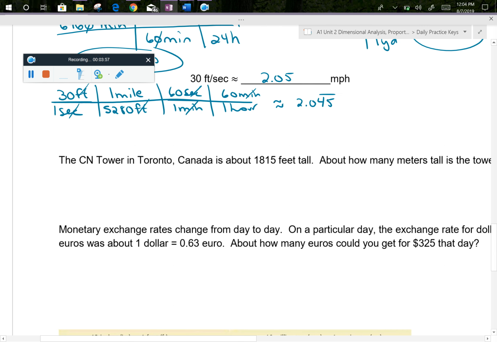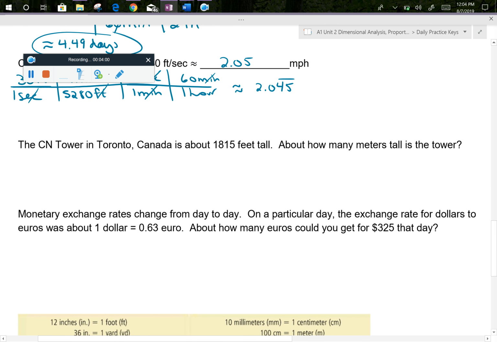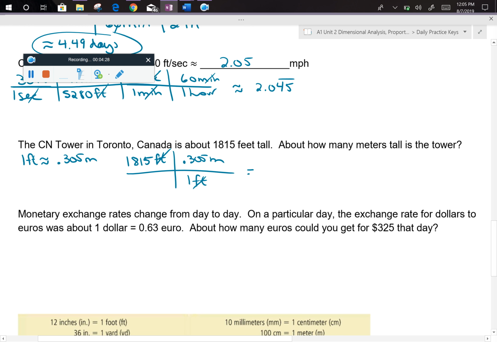The CN Tower in Toronto, Canada is about 1,815 feet tall. About how many meters tall is the tower? Using the conversion factor of 1 foot is approximately equal to 0.305 meters, we can set up our problem with the 1,815 feet. And we know that there's 1 foot for about 0.305 meters. That gets us straight from feet to meters, which is all the problem's asking. So we can go ahead and multiply those two numbers, and we'll see that we have 553.575 meters for the height of that tower.